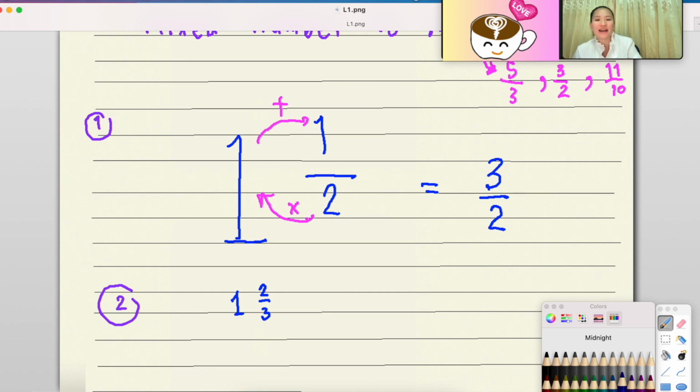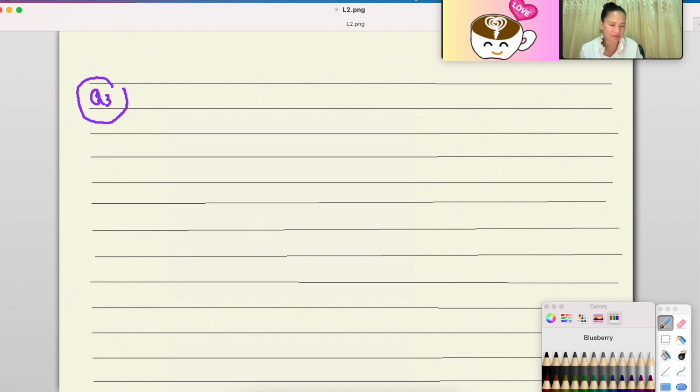Do you know the concept? Yes, that's correct. 3 times 1 is 3, and then 3 plus 2 is 5. So it equals 5. The denominator has to be the same, so it's 5 out of 3. Does that make sense? Let me write it down here: 5 out of 3.